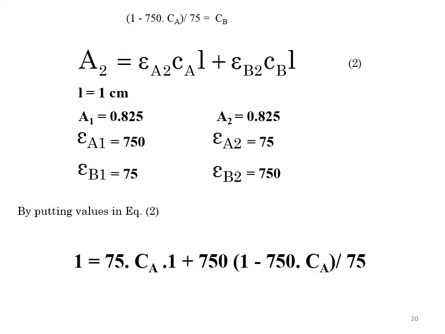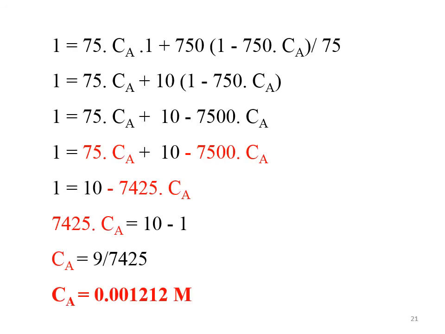So the first parameter of equation number 2 now can be written as 75 CA into 1 plus epsilon B2 is 750 into, we can place the value of CB, that is in terms of A as shown at the top of this slide, and this is 1 minus 750 into CA over 75. This overall parameter, the second parameter will be multiplied with the path length L, that is equal to 1, so this parameter will remain as such. It can be further solved, which will be shown in the next slide. And here it is the further solution.